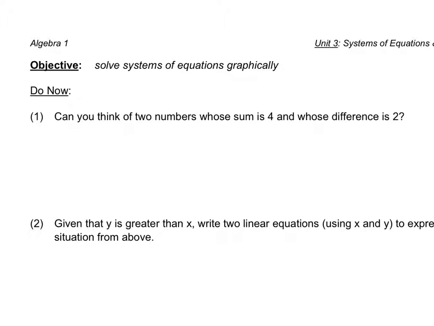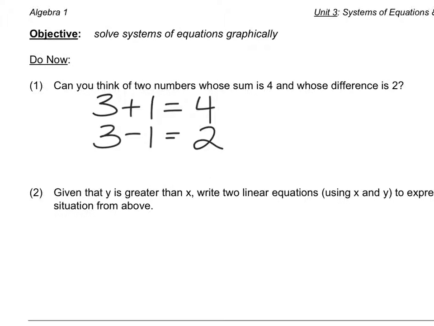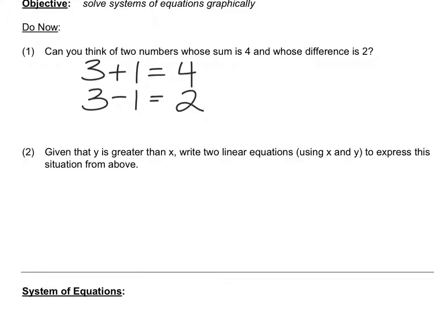3 and 1, yeah. Sum is 4. Difference is 2. How'd you get that? 3 plus 1 is 4, 3 minus 1 is 2. Wow. Where'd you get the 3 and the 1 from?